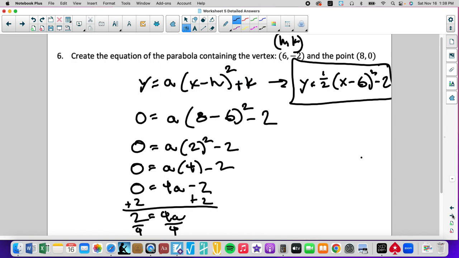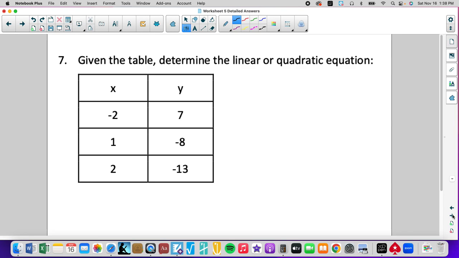All right, boom. Given the table, determine linear or quadratic. So we know linear equations have constant slope. Quadratics have nonlinear. So we're just going to look at the differences. How do we go from -2? That's +3. How do we go here? That's +1. And how do we go here? That's going to be minus 15, and this is going to be minus 5.